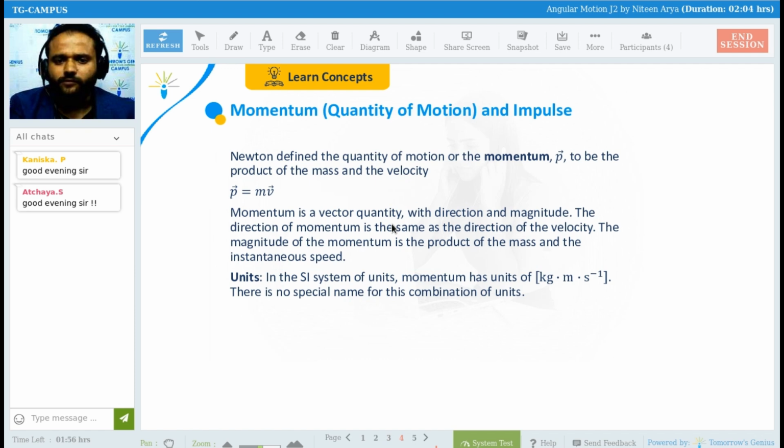Now, momentum, or quantity of motion, and impulse. In this class, I don't think you will get anything you don't already know. Most things you know, because I already taught more than whatever is written on the PPT. I have already given most of the stuff I'm going to discuss in this class, so you can take this class as a revision class. And if you want to ask any deeper question on this topic or subtopic, you can go ahead. Okay, clear everyone?